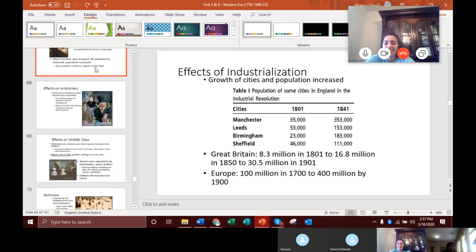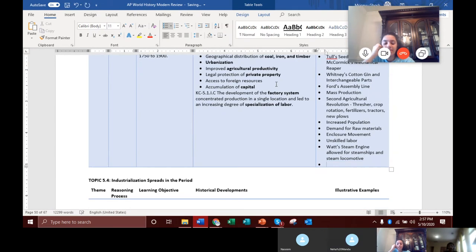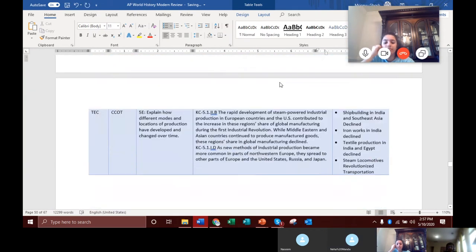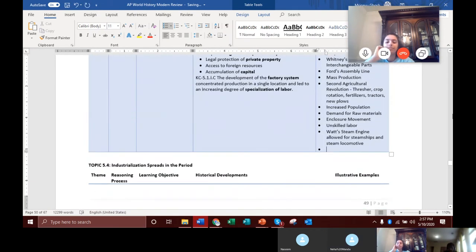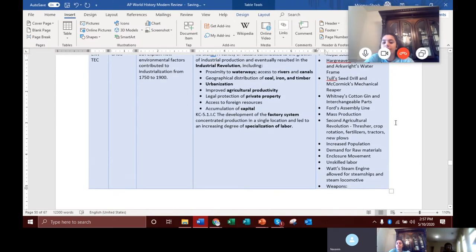Okay, I think that's good for that. Moving on. Anything else that we can think of before we move on? Oh, weapons. I think that's something we don't mention a lot. We don't talk about weapons a lot. All right, what were some of the weapons in the Industrial Revolution?